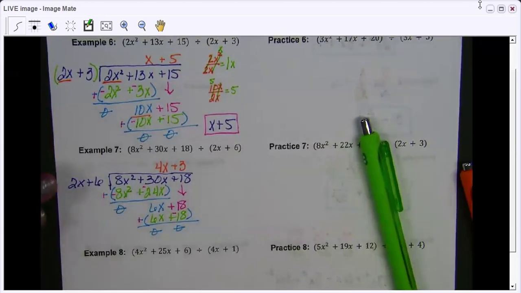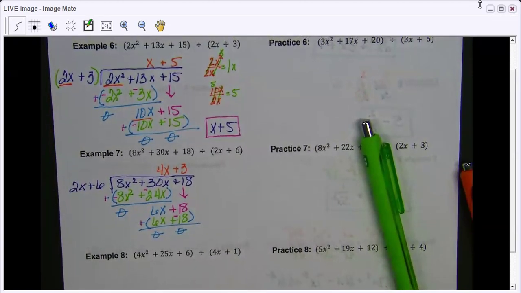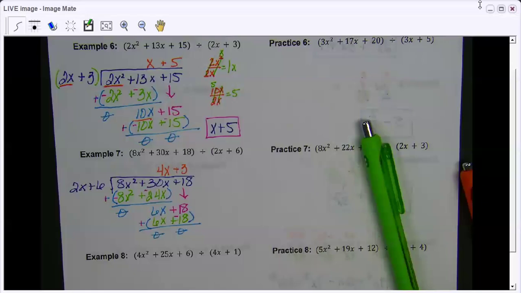So I want you to go ahead and check example 7. If you have any questions, let me know. And then I want you to move on to example 8 on your own. So I'm going to pause the video and come back, and I will be showing example 8 on the screen.